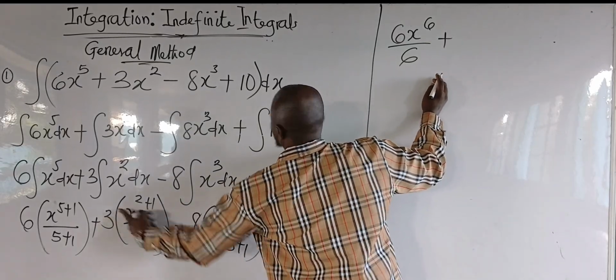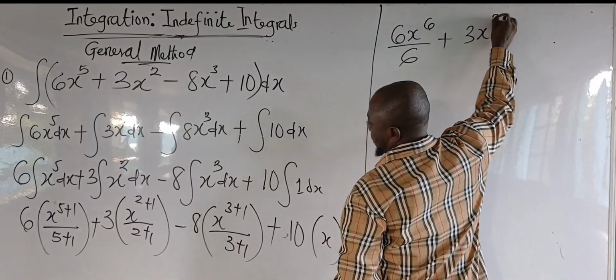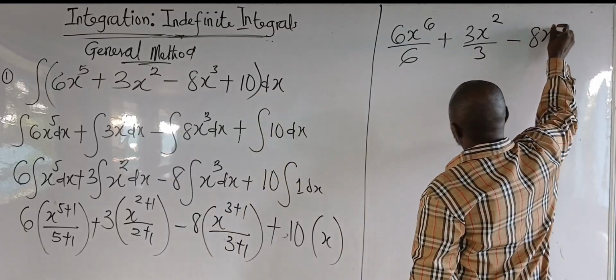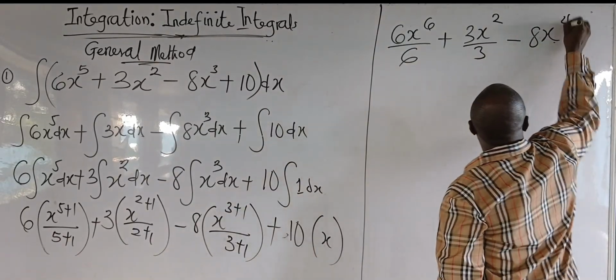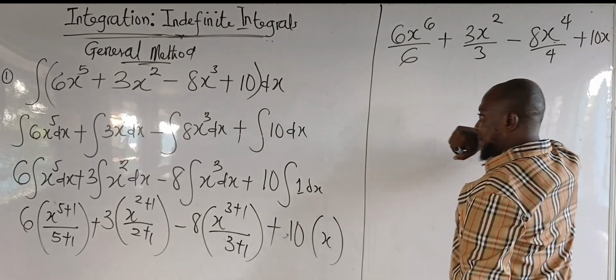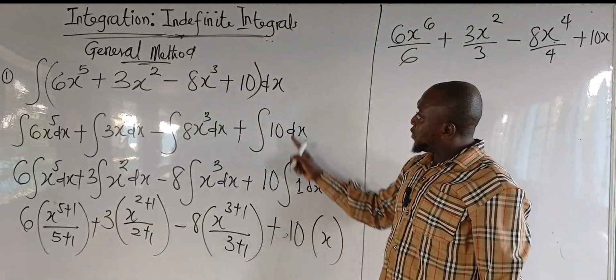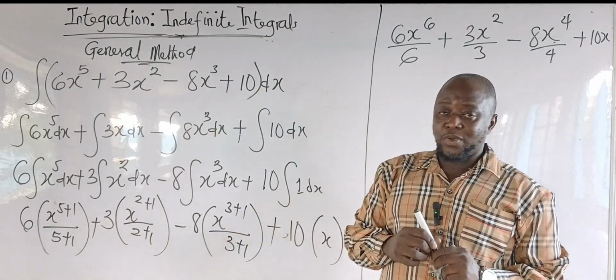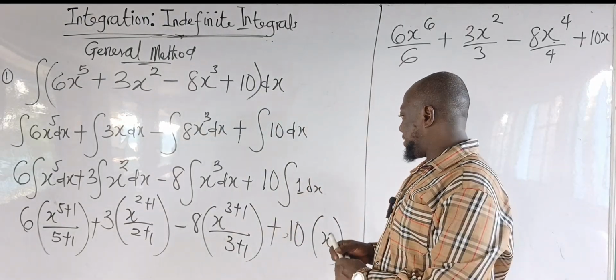Now plus here, same as this. This is 3 here. So 3x squared over 3 minus here is 8x. This is 4. 4 here over 4. Then plus just 10x. That's all. This one, you know, this one is a constant. So you just add x to it and that is all. You are not doing anything to it till the answer. Just add x to it and that is all.